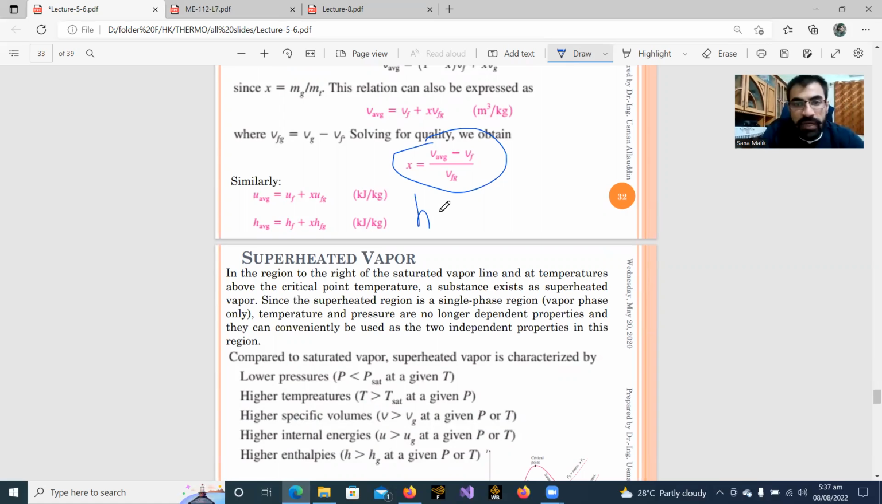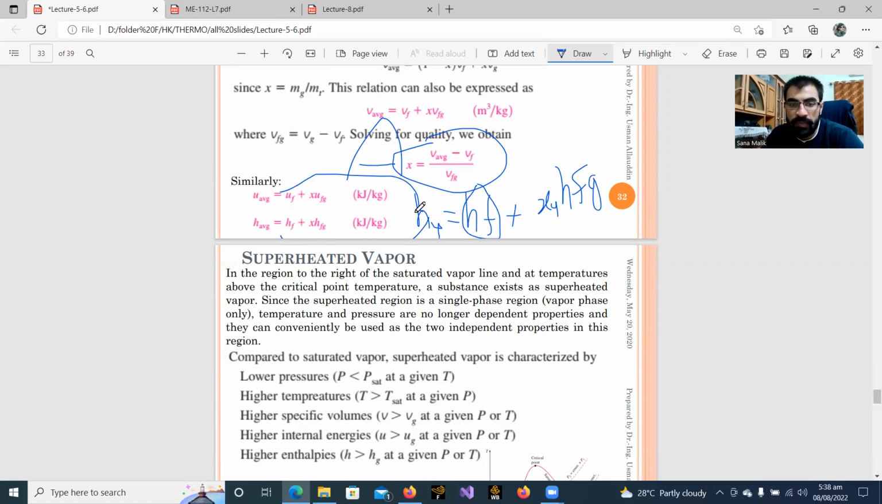Likewise, there's a formula for finding any property in the wet region. For example, if you want to find the h4 state, which lies in the wet region in between here, you first find the enthalpy of the saturated liquid, plus the quality at that state times the latent heat of vaporization, hfg, which is hg minus hf. You can similarly write it for the internal energy and entropy as well. Same relation.